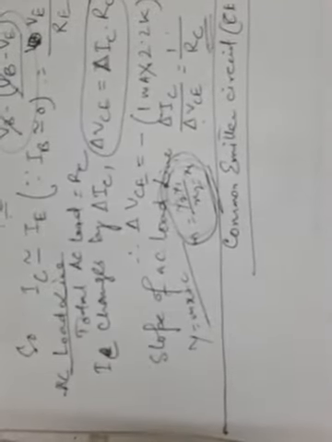Out of these three circuits, the common emitter circuit is by far the most frequently used, because it has a very good voltage gain and high input impedance. So the CE circuit has very high voltage gain and high input impedance also.